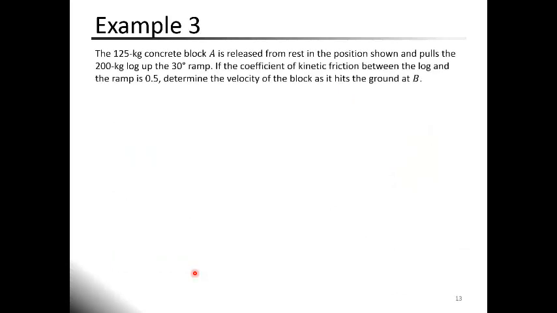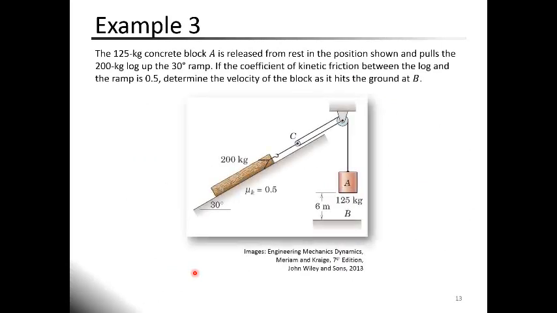So the last example in this lecture is example number 3, where we have here a 125 kilogram concrete block A. So this block weighs 125 kilogram. It is released from rest. So when this block was released, the initial velocity was 0 in the position shown, and it pulls the 200 kilogram log. So we have a log here. The weight of this log is 200 kilogram.